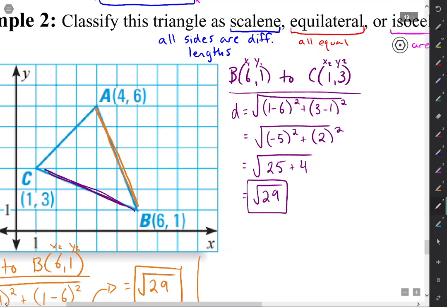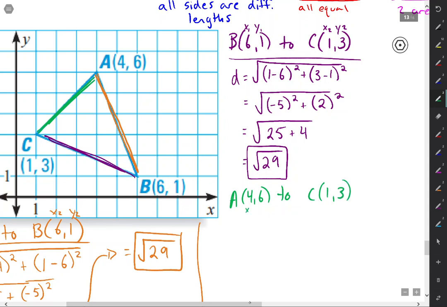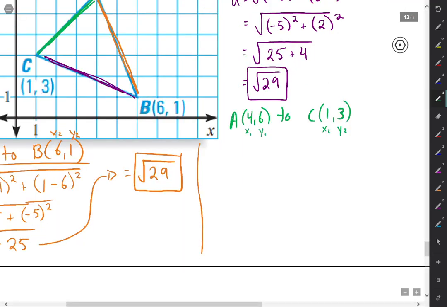So right now we have two sides that are the same. Let's see if we can get a third. So we're going to do this final side. So I'm going to say A, which is 4, 6, to C, which is 1, 3. And I'm going to label these points x1, y1, x2, y2. So then we have our distance formula, square root, and we're going to do x2 minus x1, so 1 minus 4 squared, and then plus y2 is 3 minus y1 is 6 squared.